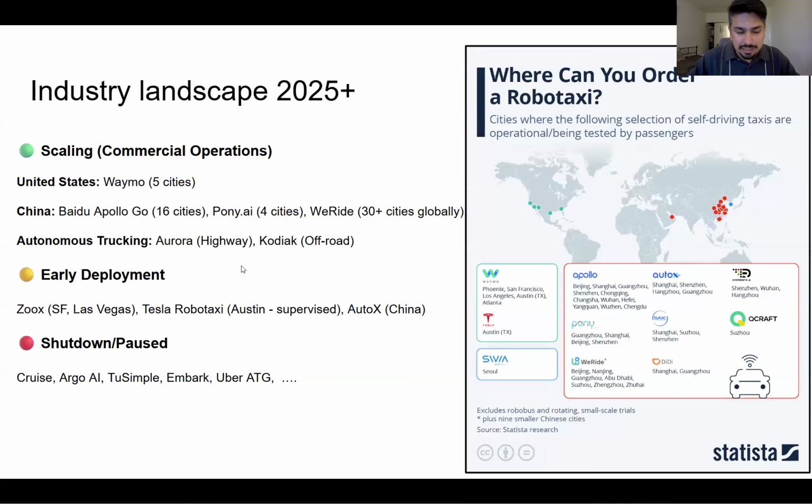And then some other players which sadly are no longer here, because any kind of industry goes through a consolidation phase where a lot of investment is poured in, and sadly not everyone will survive. That was the fate for Cruise, Argo AI, TuSimple, Embark, Uber ATG, for different reasons. I just wanted to touch upon that it has not all been smooth sailing. We know what happened with Cruise, we know what happened with Uber ATG. Those are some of the key lessons for the industry we should all be looking into.